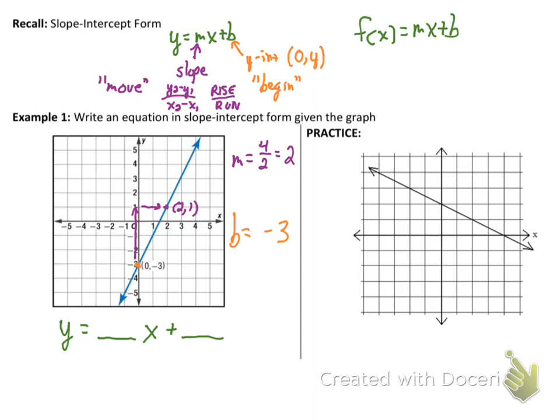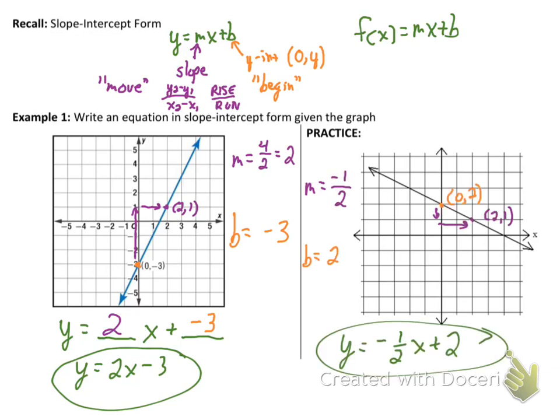So now I take those values and I plug them into the skeleton or the framework for slope-intercept form. So I got y equals 2x plus negative 3. If I simplify that, I'm just going to get y equals 2x minus 3. All right, so that's how we write slope-intercept form given a graph. Go ahead and practice that on the graph to the right. Okay, so check your work there. Make sure your slope is negative because that line is decreasing. It's going downhill. You should get y equals negative 1/2 x plus 2.